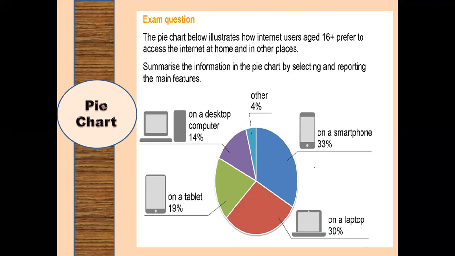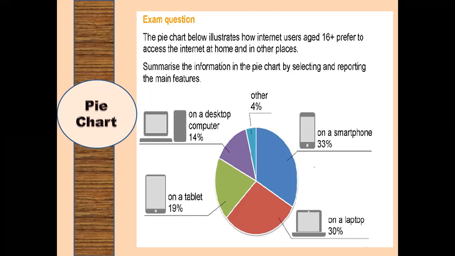And to access internet, 30% internet users are using laptop, 19% users are using tablet, and 14% users, they are using desktop to access internet. So this is the very simple data that I have provided you. Now you will have to give a comparative study also.